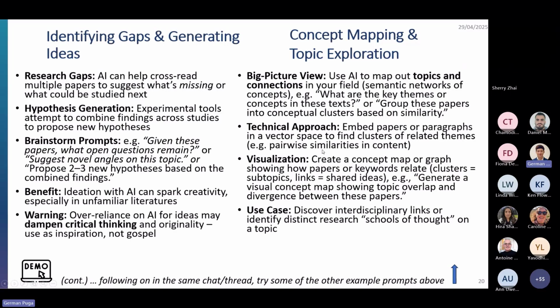Right, so again, we were continuing in that same chat or thread, and maybe we were trying out some of these different prompts. We tried out that one there with what open questions remain, and then we found this cool, interesting idea, and we wanted it to go into more detail or depth and propose, based on that idea, some novel experimental tools or methods. And it did that, so that's great.